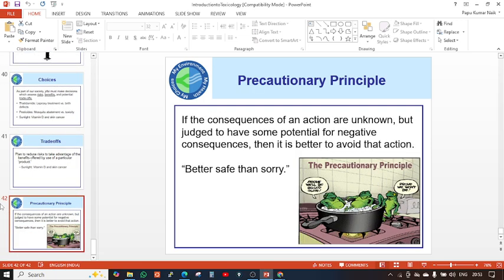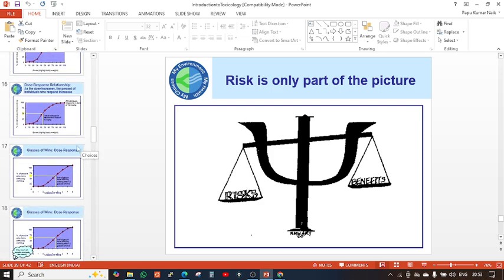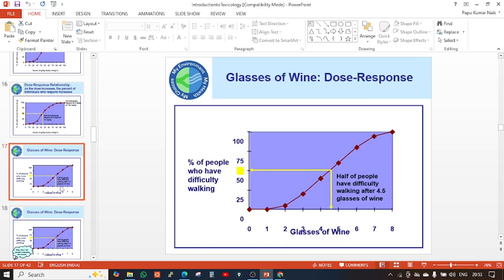In these classes we have just learned about dose, mainly dose response, and the various parameters that affect dose and response. Then the dose response relationship, then LD50, lethal dose 50, and all the other things. So for today this much.